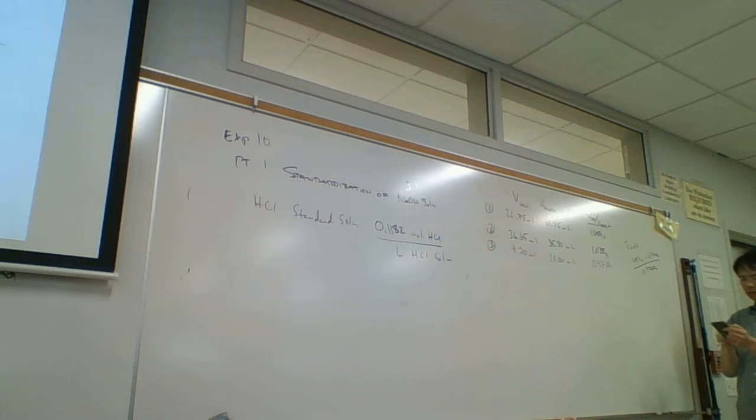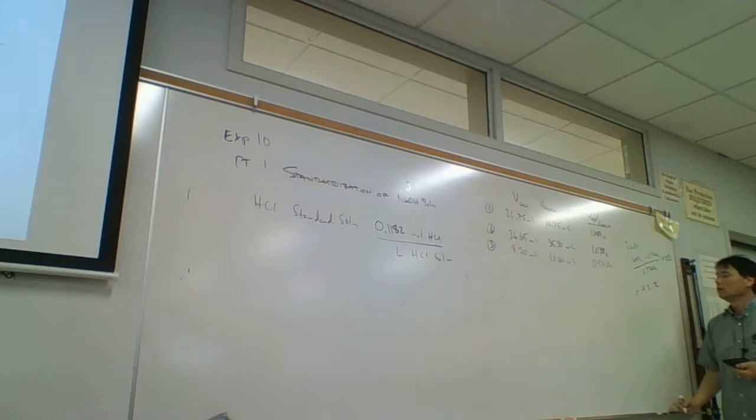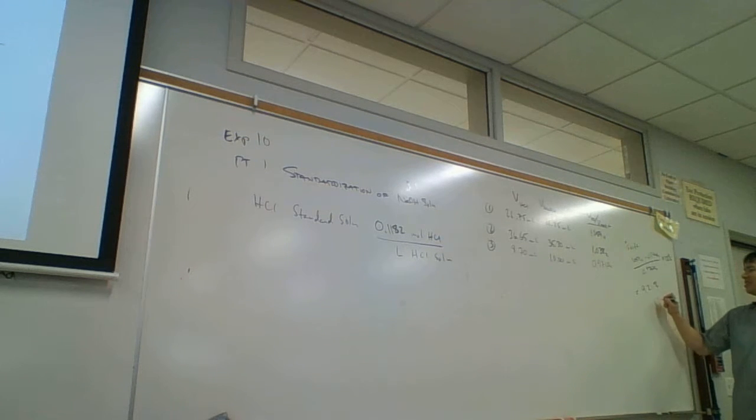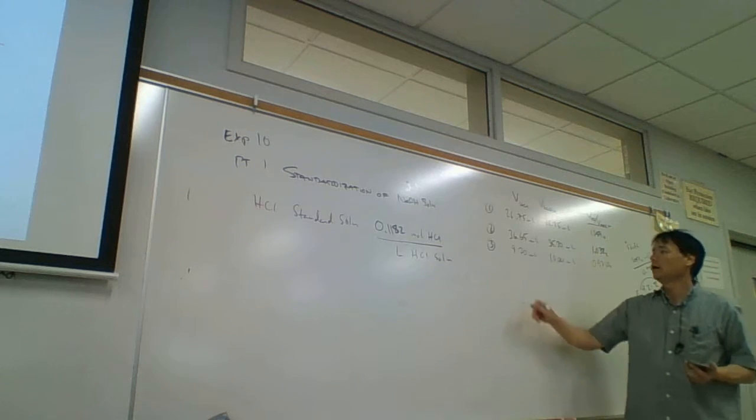So let's do that. 1.0594 minus 0.97, divided by 0.97, and then times 100%. The percent difference here comes out to about 9.21%. But what is the max allowed? The max allowed is 0.5%, and so this is going to require a fourth trial.